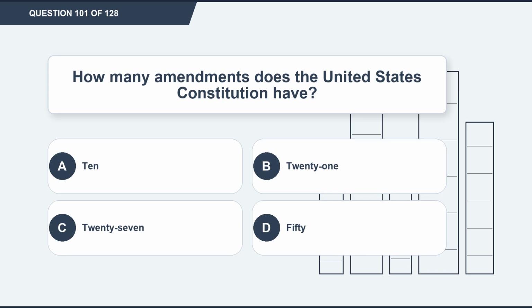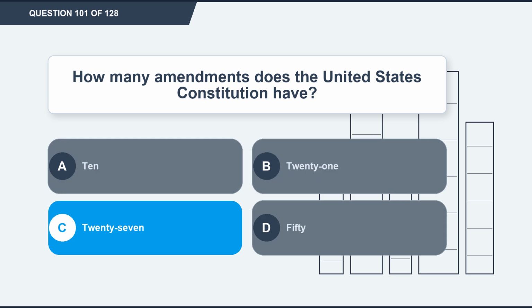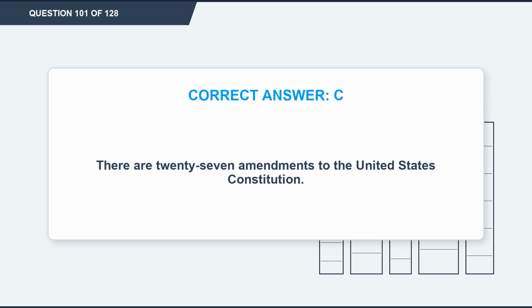Question 101. How many amendments does the United States Constitution have? Option A, 10. Option B, 21. Option C, 27. Option D, 50. The correct answer is option C, 27. Explanation. There are 27 amendments to the United States Constitution.